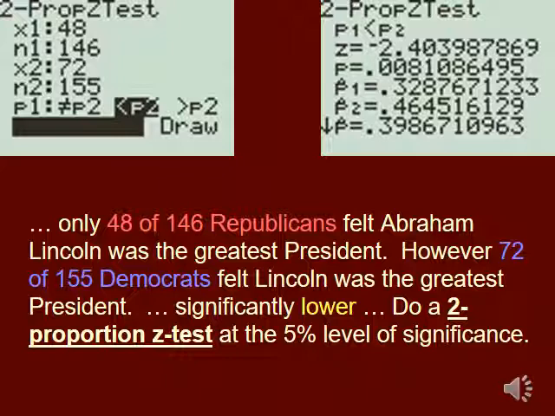So again, you see x1 is 48, n1 is 146, x2 is 72, n2 is 155, and we want to know, are the Republicans less than the Democrats? So that's why less than is highlighted. Once you hit calculate, here the p-value is 0.0081. And we're comparing that to the 5% level of significance. Well, this is less than 1%, so it's definitely less than 5%. And that's why, yeah, there is a significant difference between Republicans and Democrats. Yes, this is a significant result.